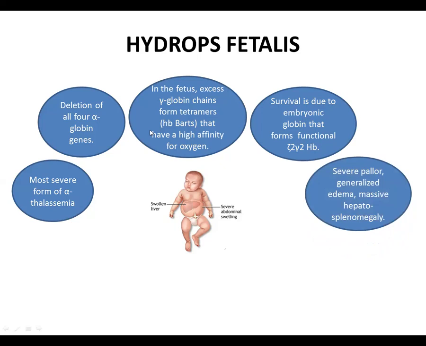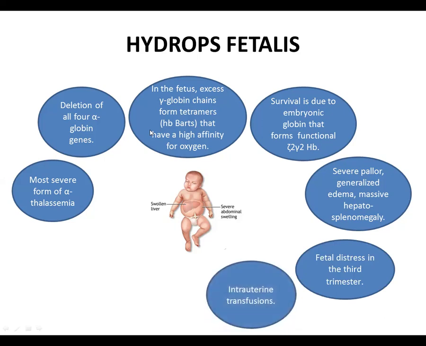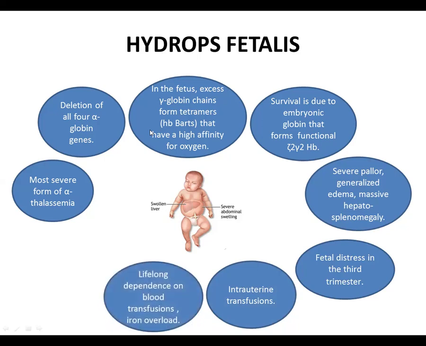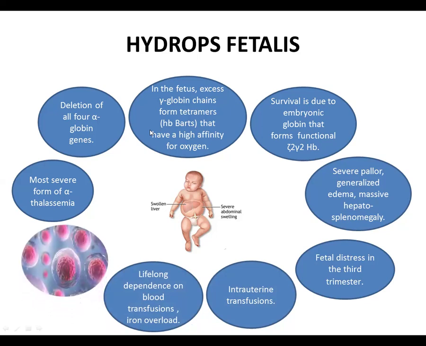So in the embryonic period, the baby is able to survive, but as soon as the fetal hemoglobin is formed, the tetramers begin to form because of the absence of alpha globin chains and the excess of gamma globin chains. So in this case, there is severe pallor, generalized edema, and massive hepatosplenomegaly. The fetal distress begins in the third trimester. Intrauterine transfusions are usually given in such cases. There is lifelong dependence on blood transfusions, which leads to iron overload, and stem cell transplantation is the ultimate treatment in such cases.